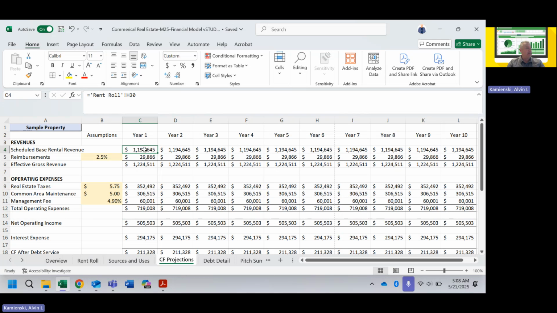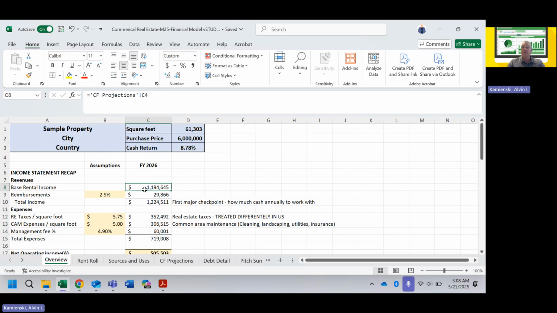That I then pulled into my cash flow projections and then presented back over in my overview, so that if someone came to me and said, talk to me about the current status of this building right now and how is it occupied, who's in it, and how much are they paying you, I should have the ability to say something like, well, I can generate about $1.2 million in base rents right now based off the current rent roll.